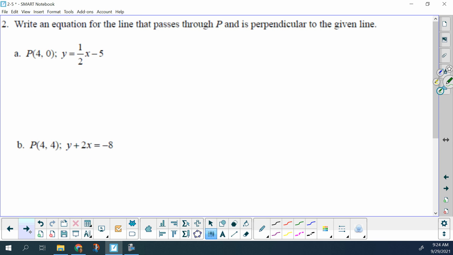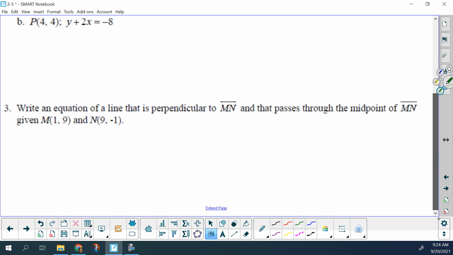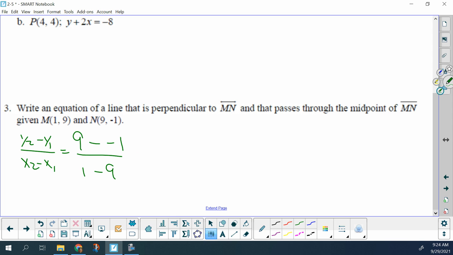All right, so let's look at 3. This is the one I had you start. I have to say, for the most part, a lot of you have some really great stuff. There's a lot of places to make mistakes. So first step, we have to find the slope of the line that I'm given. So slope is y2 minus y1 over x2 minus x1. So let's say 9 minus -1 over 1 minus 9. 10 over -8.